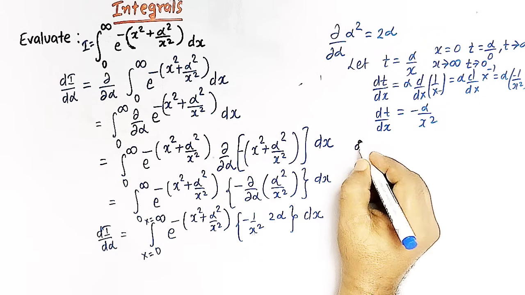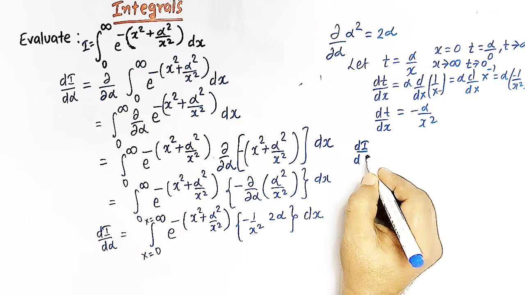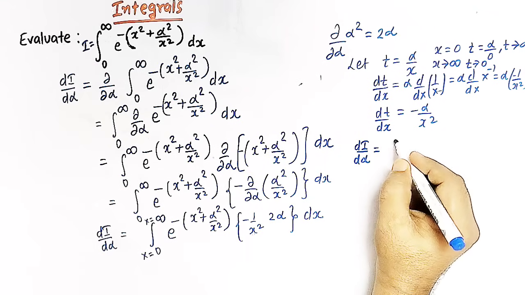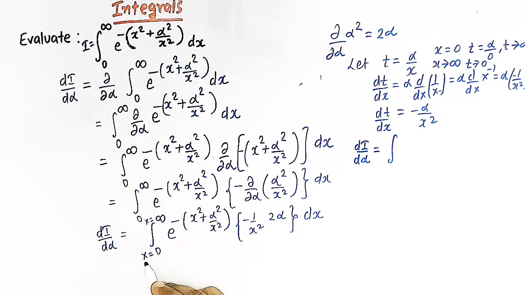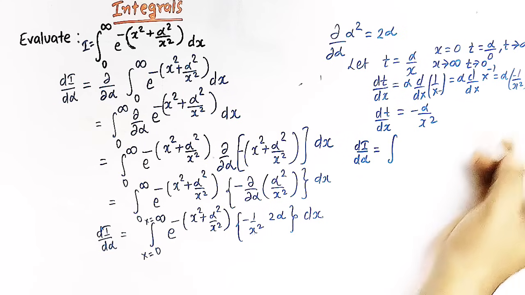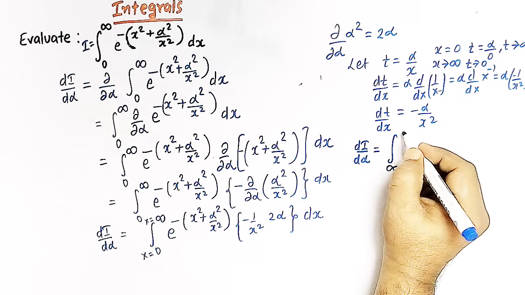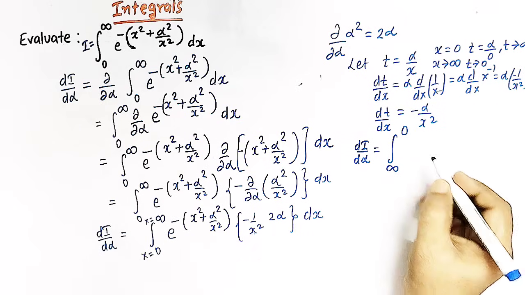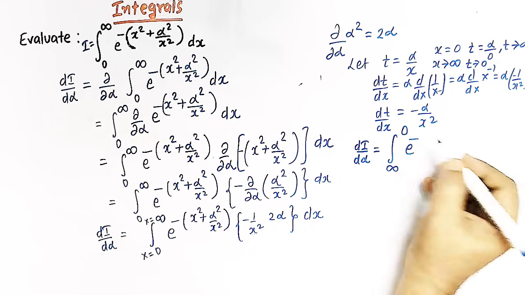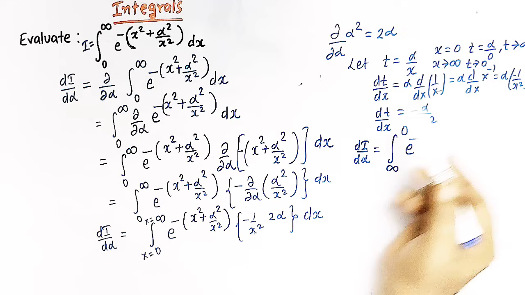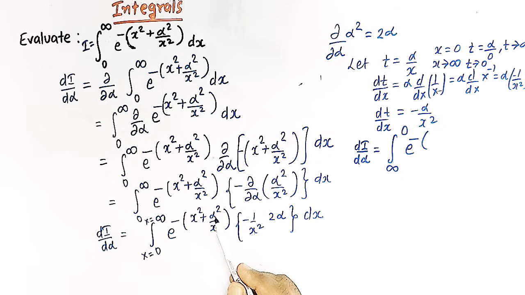So now we can write dI over d alpha is equal to the integral, and when x is equal to 0, then t tends to infinity. So here we have infinity, and when x tends to infinity, t tends to 0, and we have e raised to minus x square plus alpha square over x square.